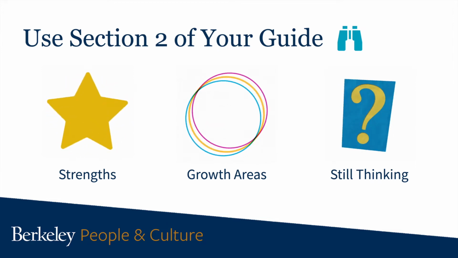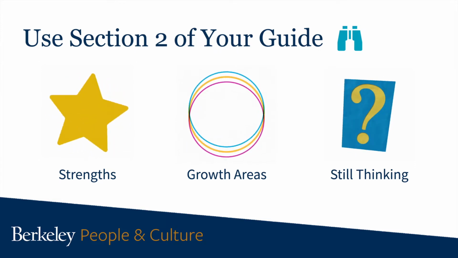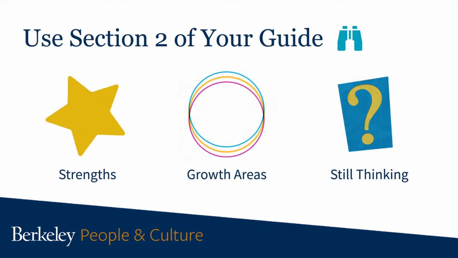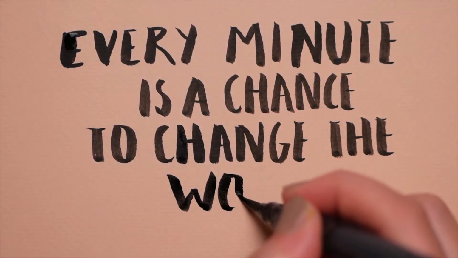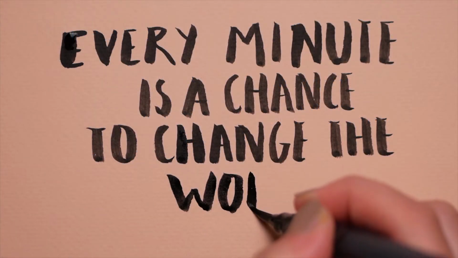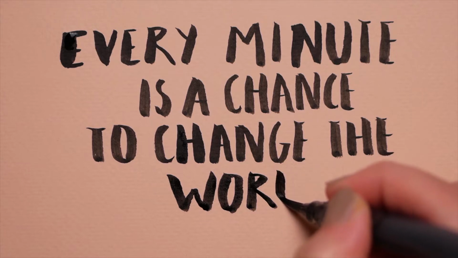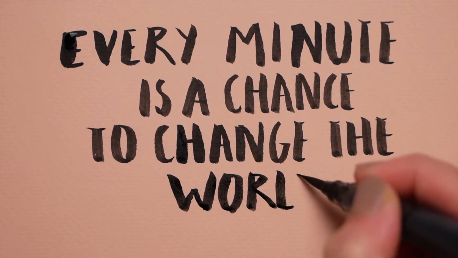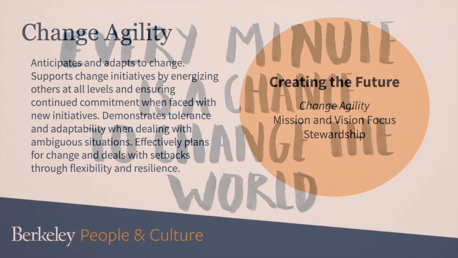Asking yourself, what's really going to help me grow in the ways that make the most sense for my current and future roles? All right, let's start out with change agility. When you anticipate, strategize, and embrace change, you stay on the cutting edge and push UC further into its mission to provide the best public education to the world. How is change agility defined? Anticipates and adapts to change.